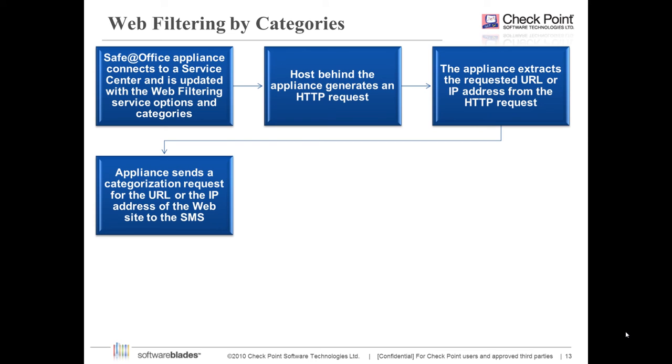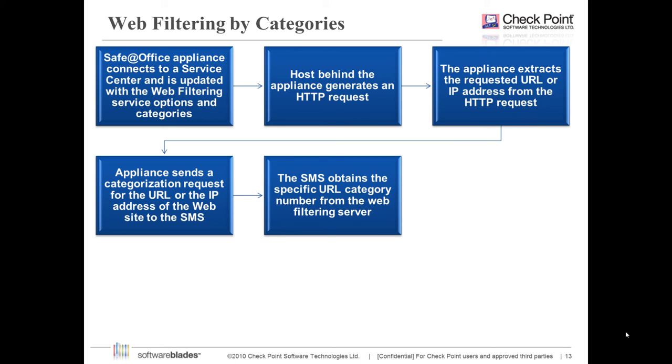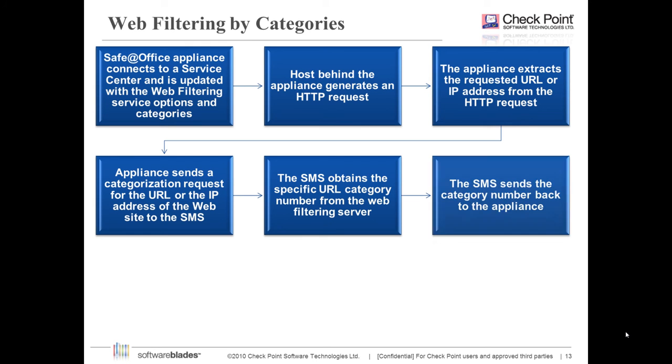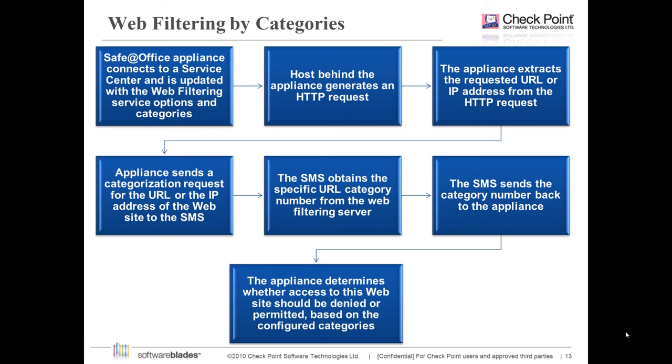The appliance sends a categorization request for the URL or the IP address of the website to the SMS component. The SMS obtains the specific URL category number from the web filtering server. The SMS sends the category number back to the appliance. The appliance determines whether access to this website should be denied or permitted based on the configured category.